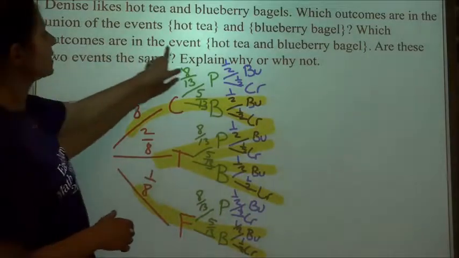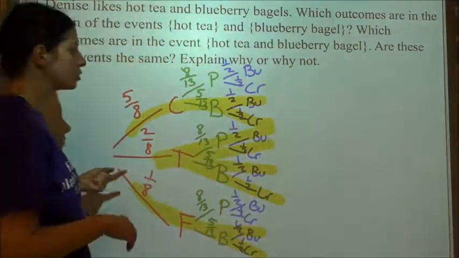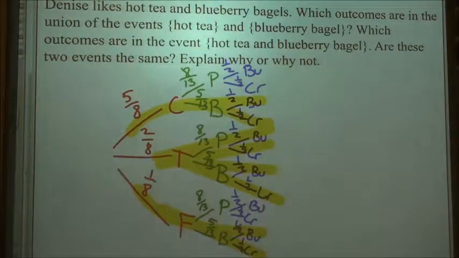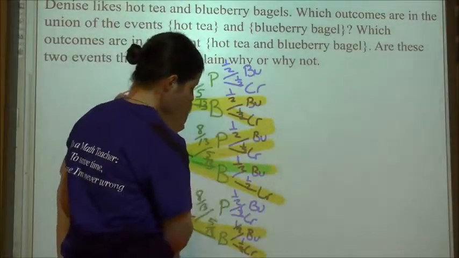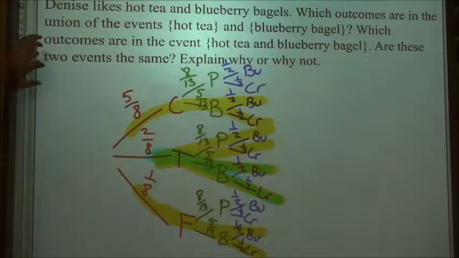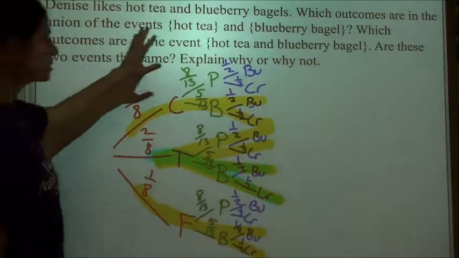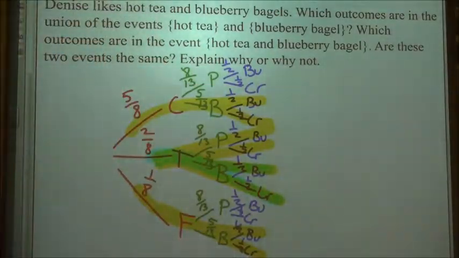Which outcomes are in the event hot tea and a blueberry bagel? So those are the ones where we're looking for that they have both occurring. So we're only looking at our T branch, and we're only looking at our blueberry bagels. So those we just have 2 situations. You've got tea and a blueberry bagel. So these are very obviously not the same. You can see that there are a lot of possibilities when it's one or the other, and there's not that many possibilities when it's both.